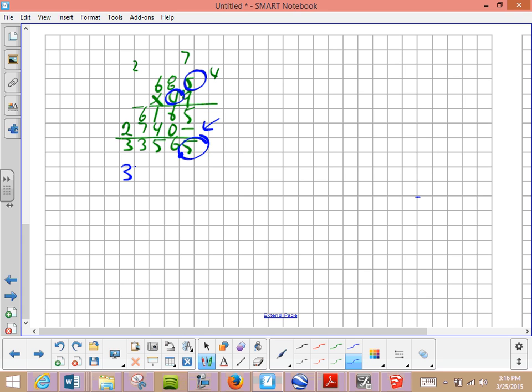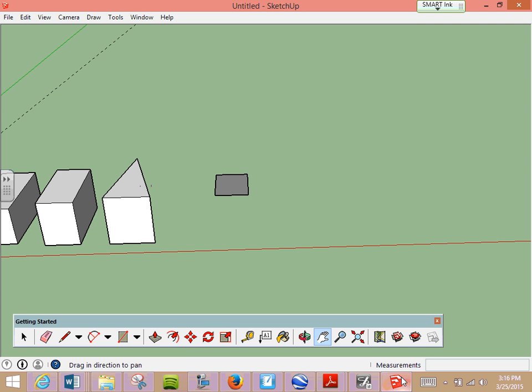My answer is 3,356.5 cubic feet, right? No, square feet, because we are talking about area. So I'm gonna leave it this way because I'm gonna use it later on. So now watch what happens when I add height to this guy.